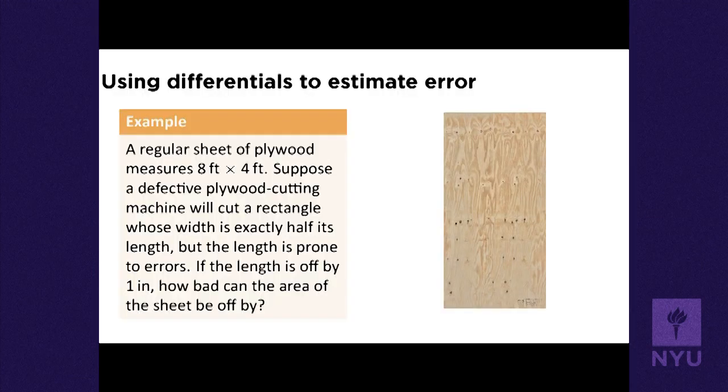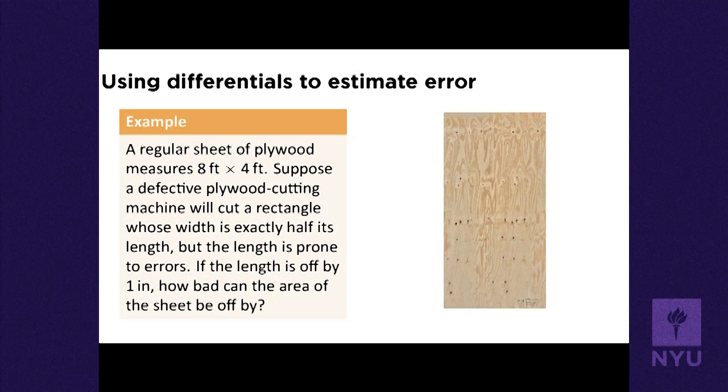So whatever the width is, it will definitely be half of the length. But if the length is not quite right, not exactly 8 feet, then the width will also not be exactly 4 feet. And that means that the area won't be exactly the same as a regular 8 by 4 foot rectangle. So the question I'm going to ask is, if the length is off by 1 inch, how bad can the area be off by?